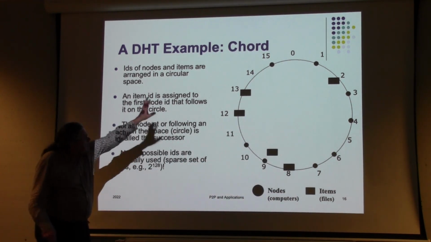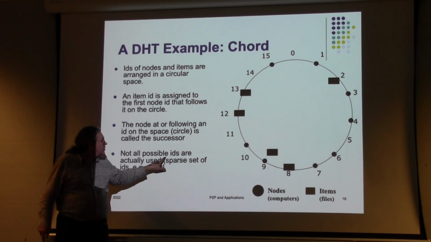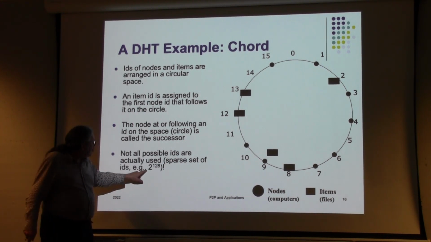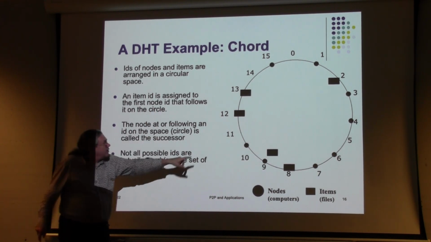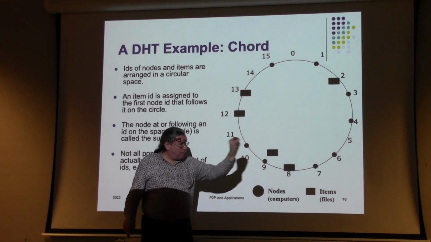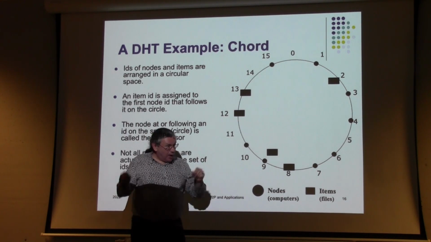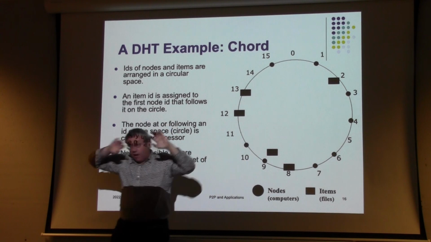Now this looks pretty full, but in fact in real life it's very sparse. You have a huge key space, like 128 bits. So most of the numbers, there's nothing there. You have a few nodes, and if you add nodes, you can add nodes, and you have a bunch of items, and they're all kind of spread out.